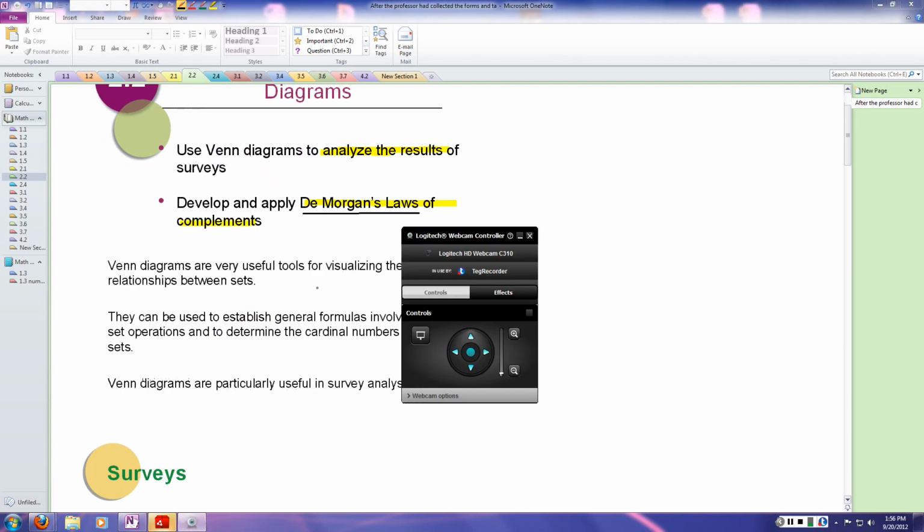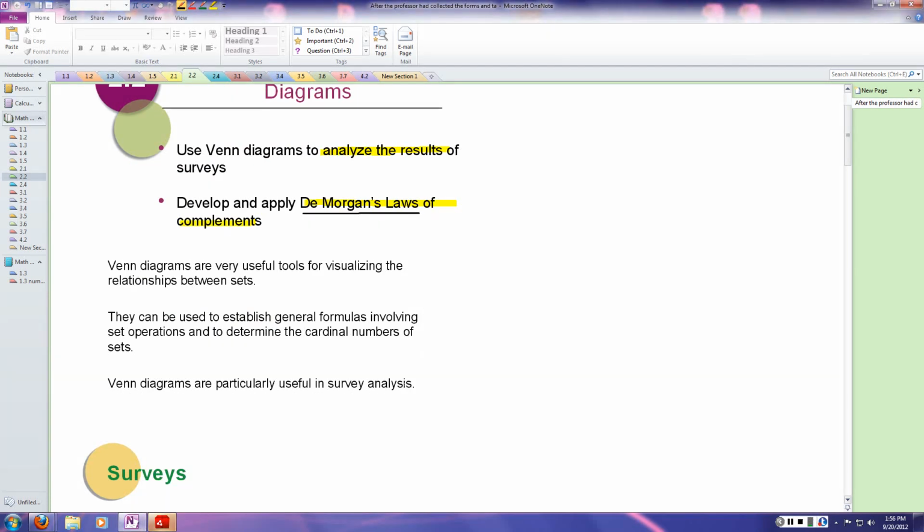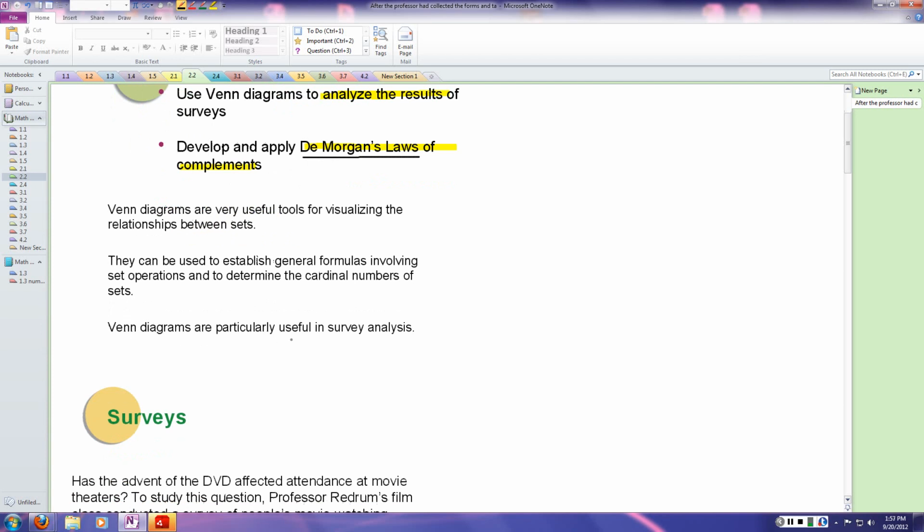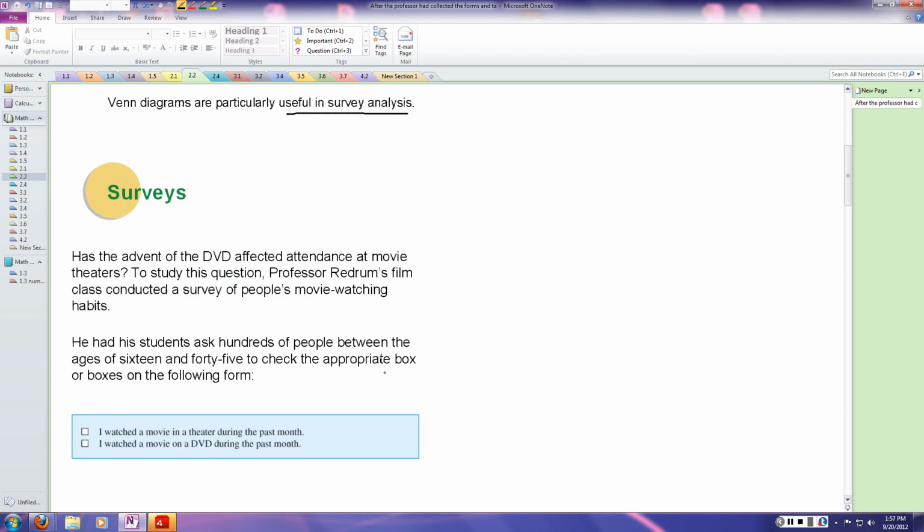Venn diagrams are a very useful tool in visualizing the relationship between sets. Up until this point, we've done things with Venn diagrams, but they haven't really panned out to be extremely useful. In this section, you won't be able to do the problems without drawing a picture of a Venn diagram. They can be used to establish general formulas involving set operations and determine the cardinal numbers of sets. They're very useful in survey analysis, and that's the majority of the time what you'll use them for. So let's look at this example on your PowerPoint.